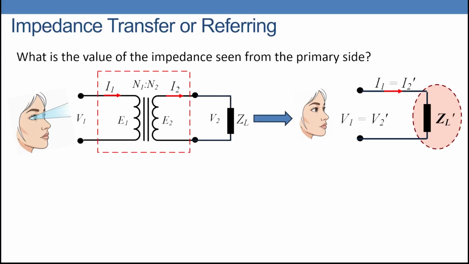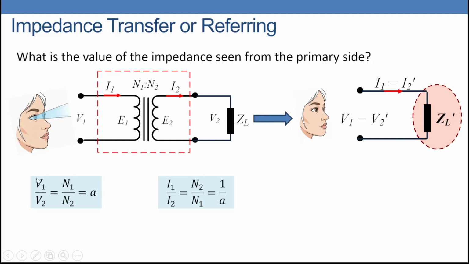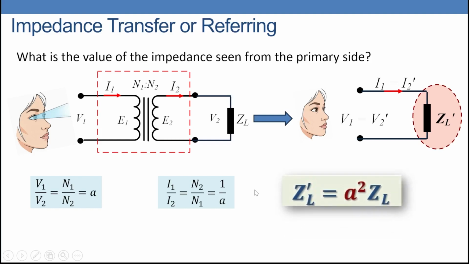Also, let me remind you about the impedance transfer or referring. What is the value of the impedance seen from the primary side or vice versa? If we have a primary voltage V1 and a secondary voltage V2, what will be the value of Z load in the primary side? We call it Z load dash, and that depends on the turns ratio where V1 over V2 equals N1 over N2 equals A, and for the currents I1 over I2 equals N2 over N1 equals 1 over A. We proved in video number 3 that Z load dash equals A square Z load, and that will be applied to any impedance going from the secondary to primary, and if it's going from primary to secondary it will be 1 over A square.